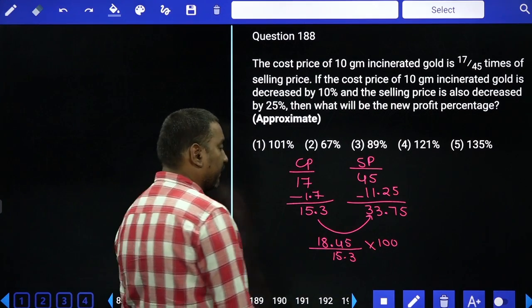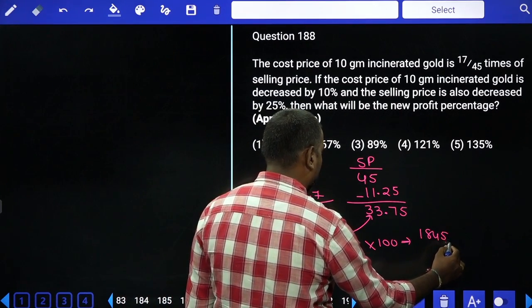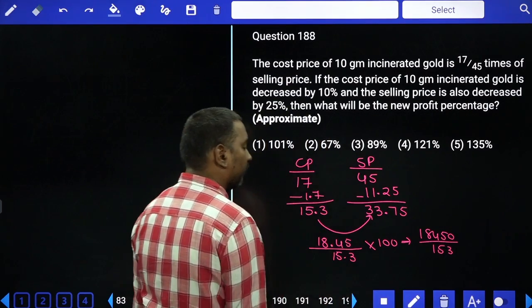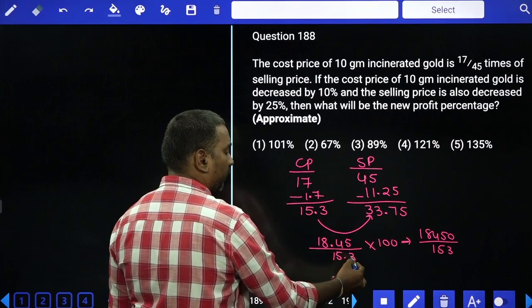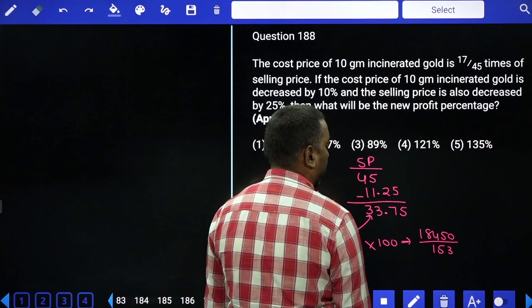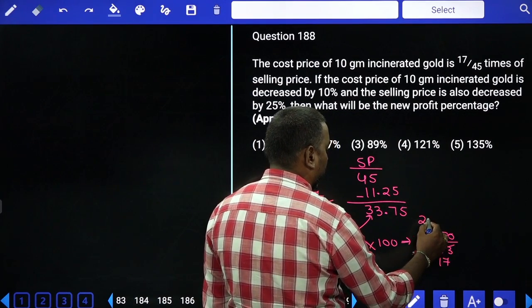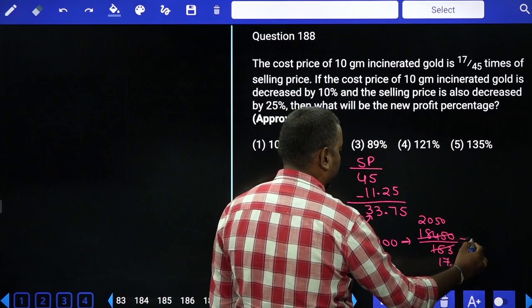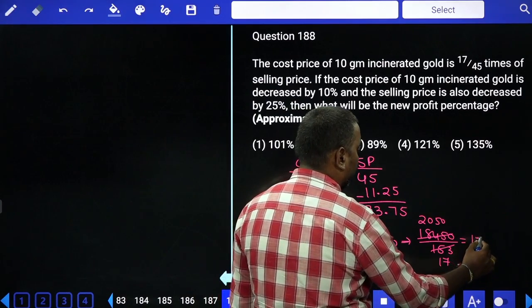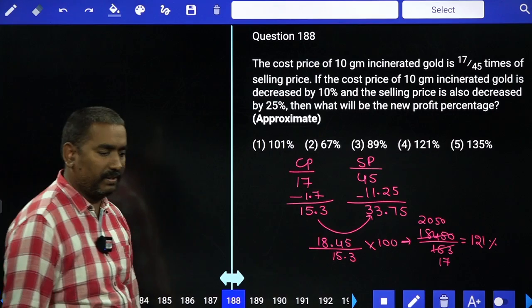Profit by cost price into 100. 1845 by 153, that is 18,450 by 153. For 2 zeros, 2 decimals. For 1 decimal, 1 more zero will be added. Nine 17 times 92050 times. 17 ones are 17, 35, and 17 twos are 34, and approximately 121%. The fourth option is your answer.